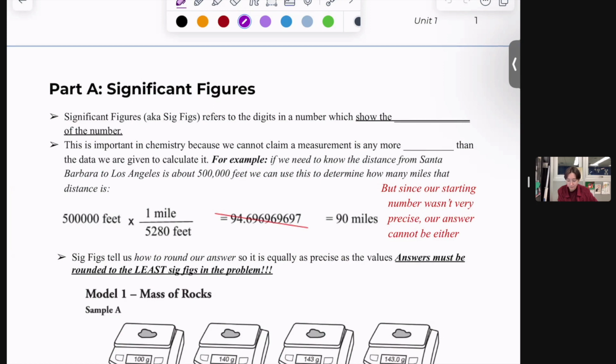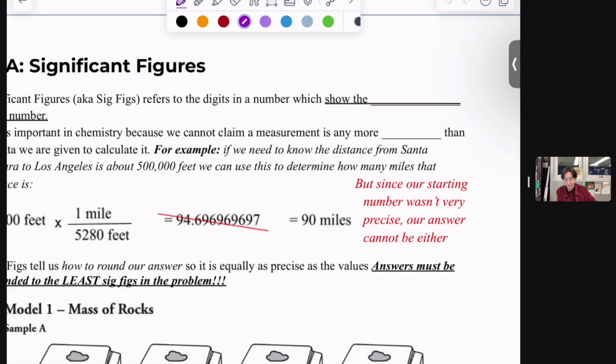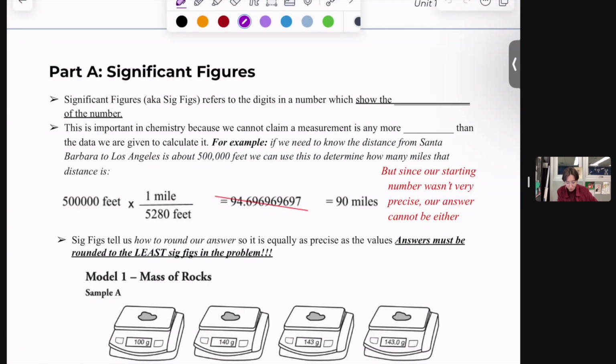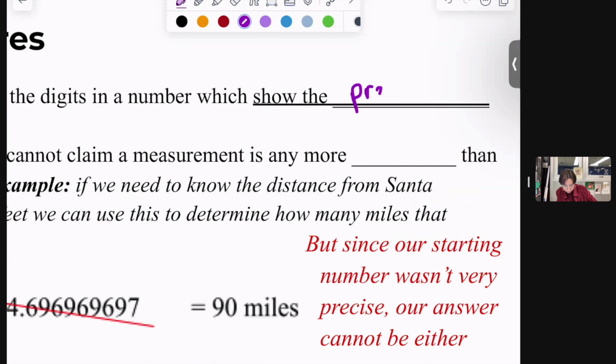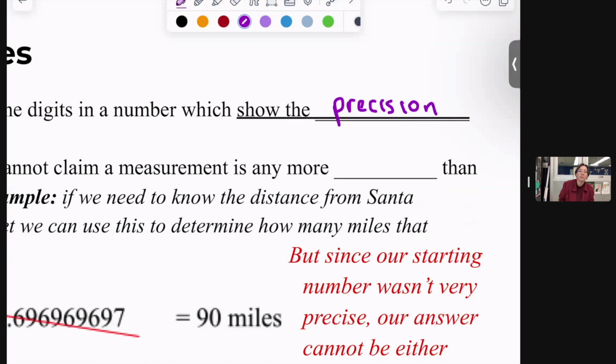It just refers to the digits in a number which show the precision of the measurement. So that's really the utility of this, why it matters. We're showing how precise a number is. And hopefully it will become clearer as we go through these examples what precision means, but we're basically saying how exact we know a number. If it has only a few sig figs, it's less precise. If it has lots of sig figs, we can be more precise about our numbers.